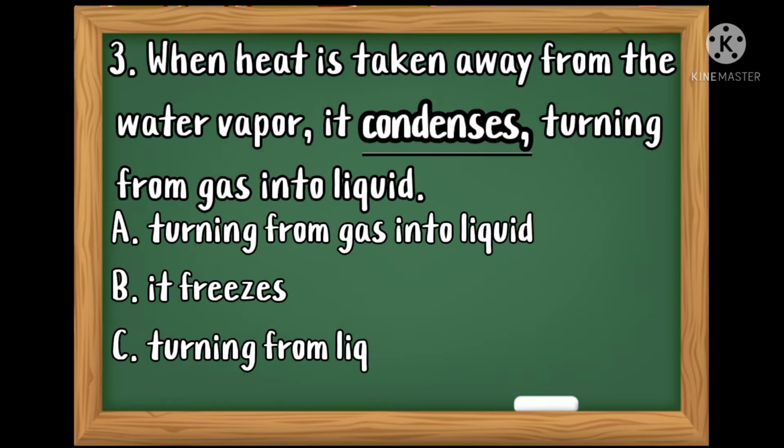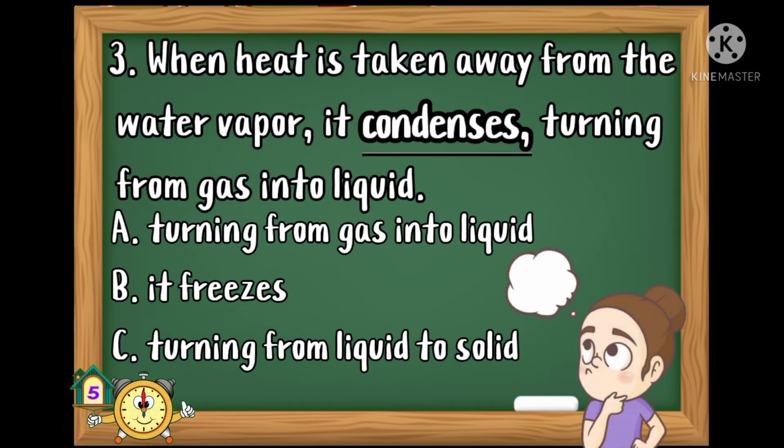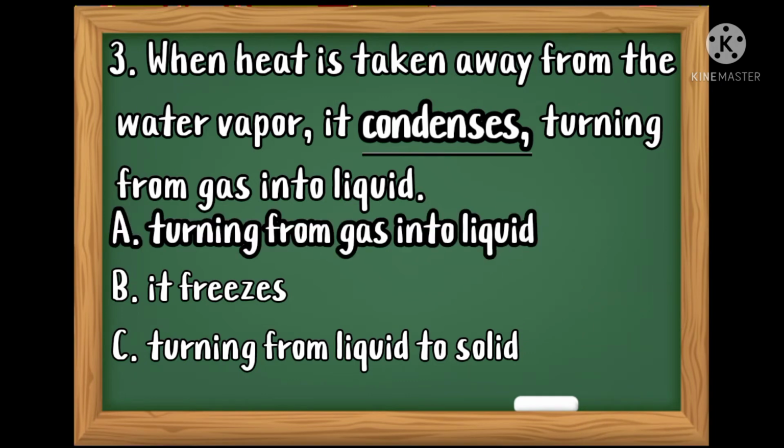A. Turning from gas into liquid. B. Its process. Or C. Turning from liquid to solid. Your timer starts now. What do you think is the answer? Very good. The answer is letter A, turning from gas into liquid. The context clue used is definition.